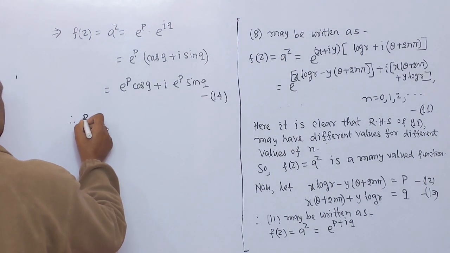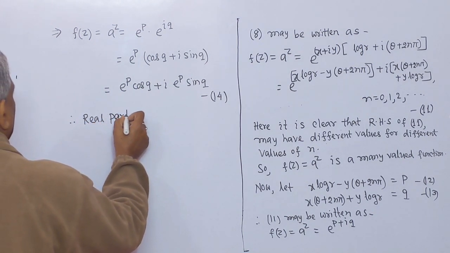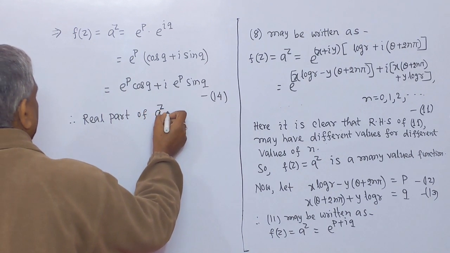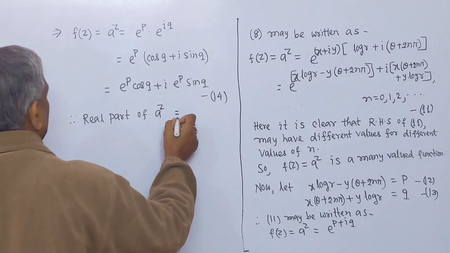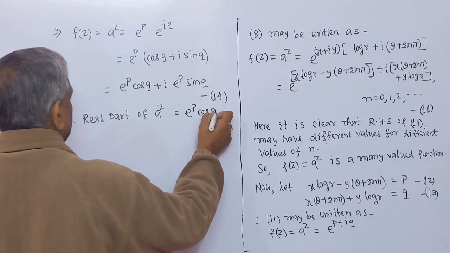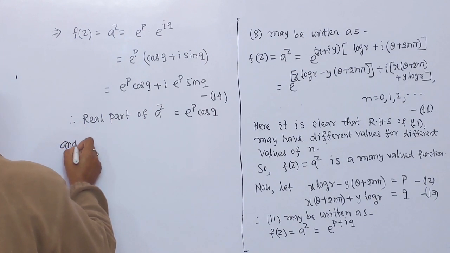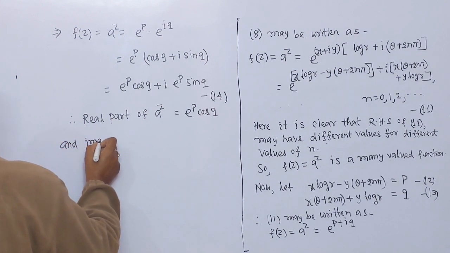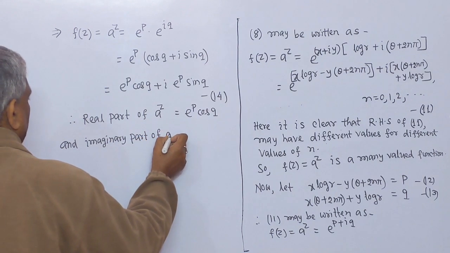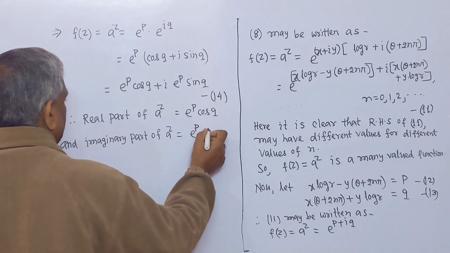Therefore, the real part of a^z equals e^p cos q and the imaginary part of a^z equals e^p sin q.